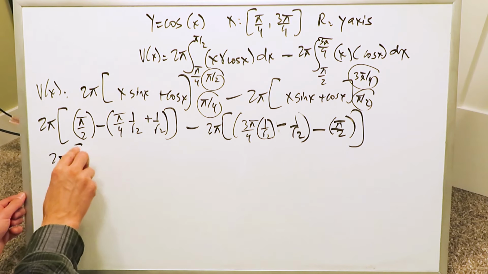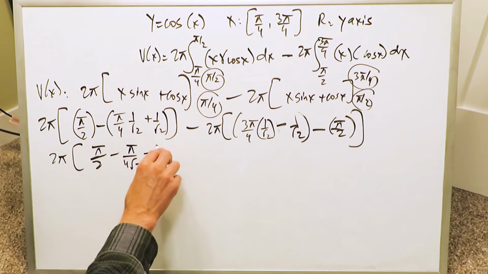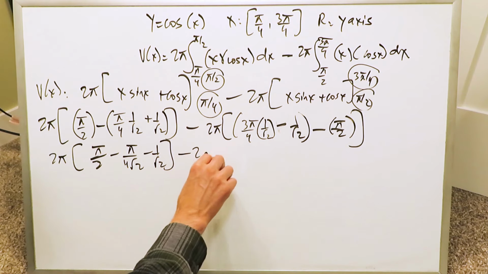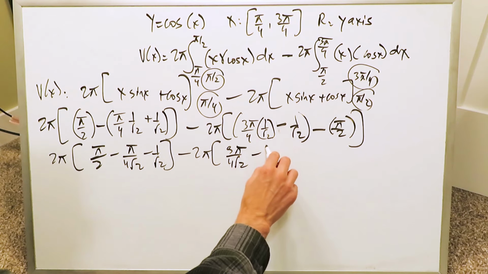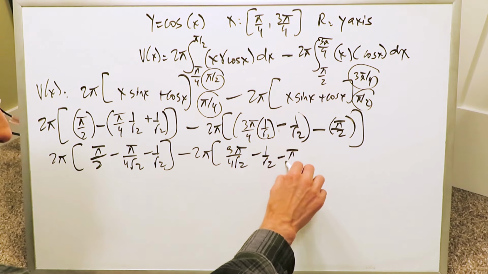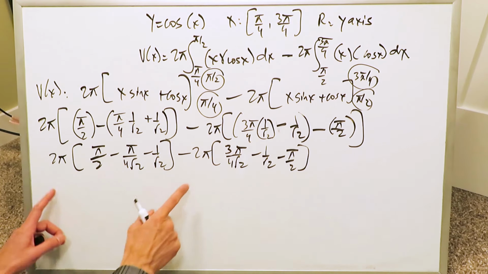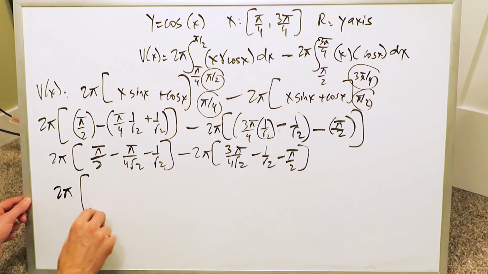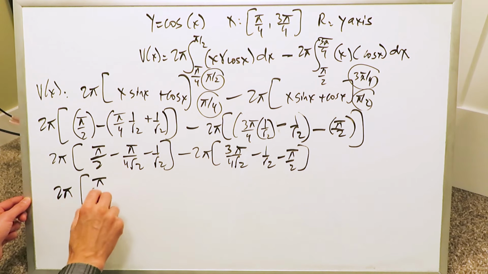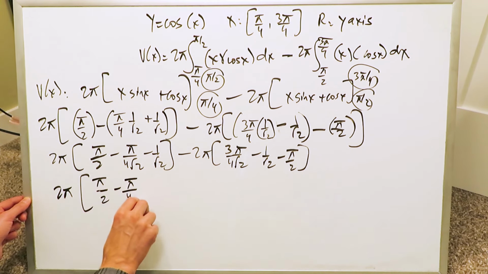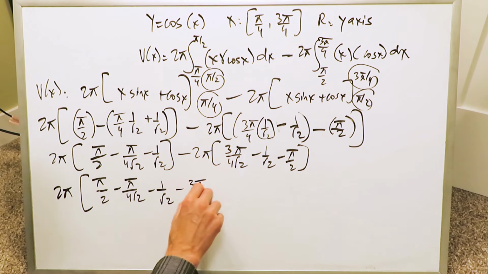Let's bring everything together here. We have pi over 2 minus pi over 4 times root 2 minus 1 over root 2, minus 2 pi, and let's work here. We have 3 pi over 4 times root 2 minus 1 over root 2, minus pi over 2. What we can do over here is basically bring everything together and isolate the 2 pi. I isolate the 2 pi and I'll open all of this up, keeping in mind that I've isolated the 2 pi from here. I have pi over 2 minus pi over 4 root 2 minus 1 over root 2. This minus with that is a minus 3 pi over 4 root 2.